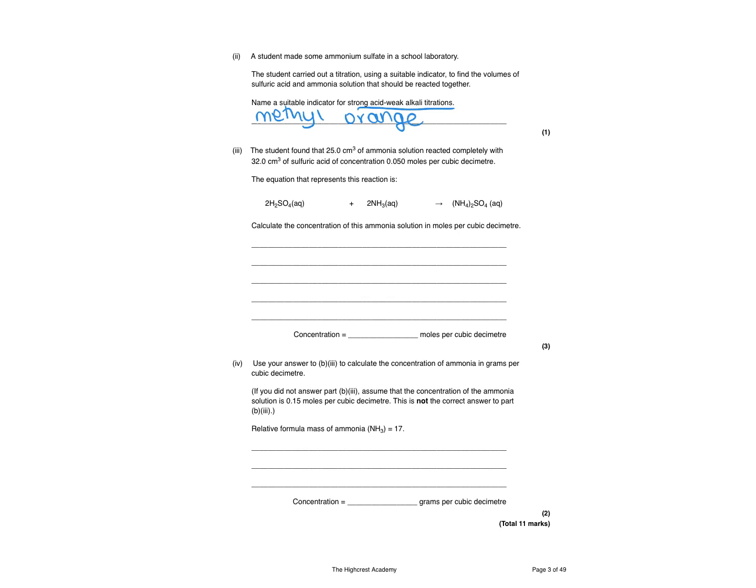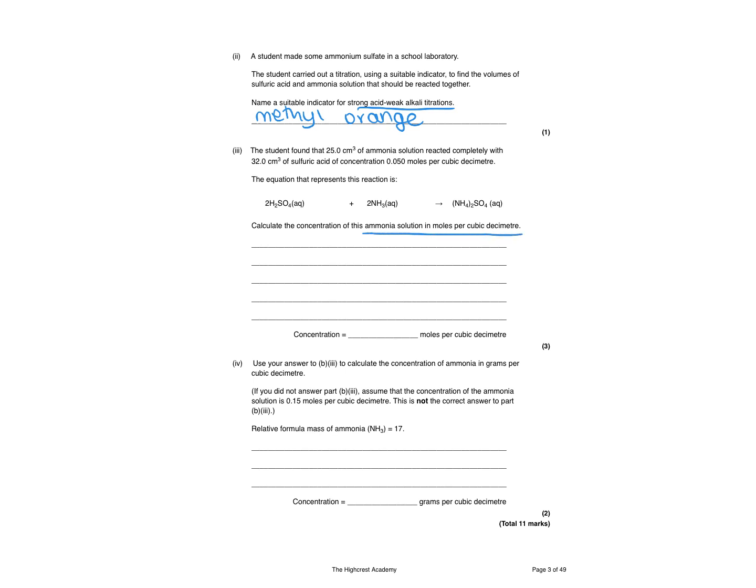Now, the next one is: a student found that 25 cm³ of ammonia solution reacted completely with 32 cm³ of sulfuric acid at concentration 0.05 moles per dm³. And we have the equation. So you need to calculate the concentration of ammonia in moles per dm³.